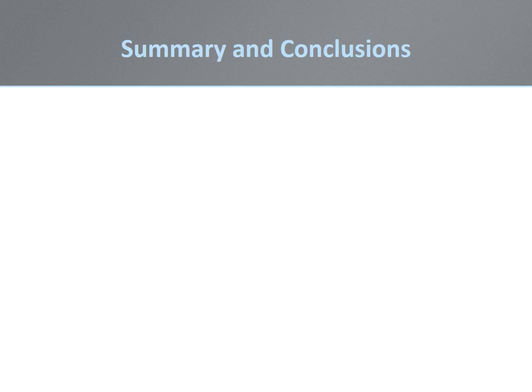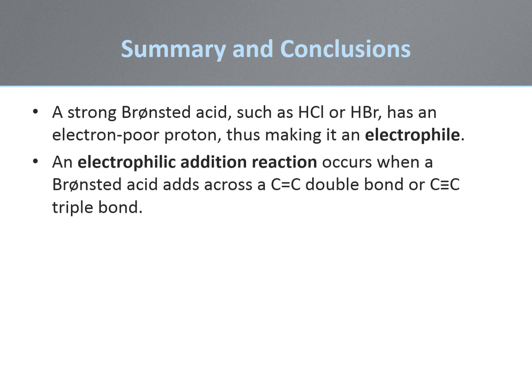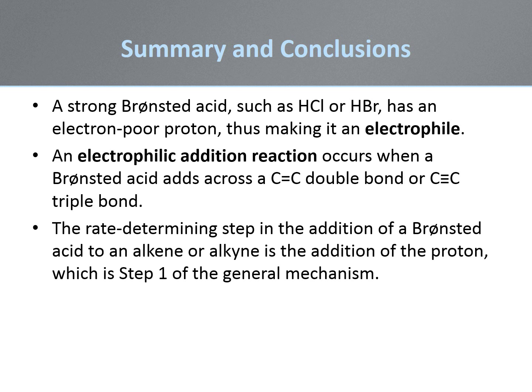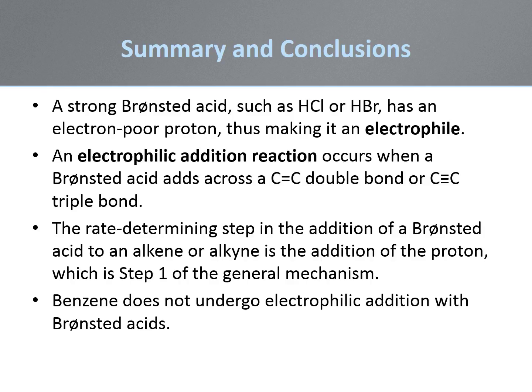In summary, strong Bronsted acids add across double and triple bonds in a process called electrophilic addition. This is a multi-step process. The first step is the addition of a proton to form a carbocation. Not every system with pi bonds readily undergoes electrophilic addition. Benzene is particularly unreactive.